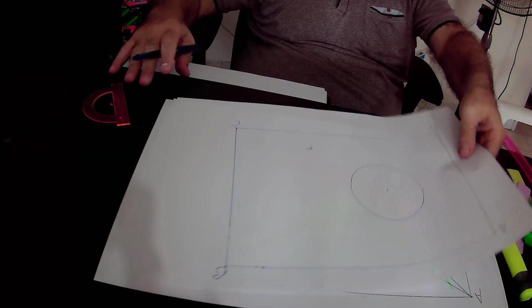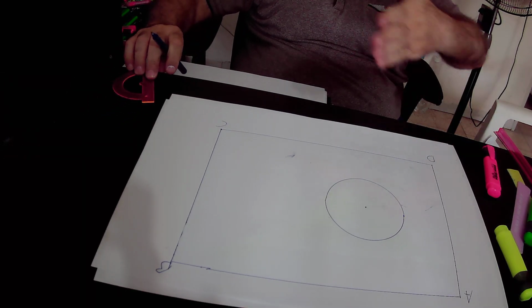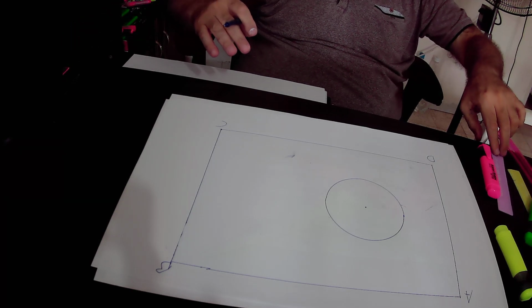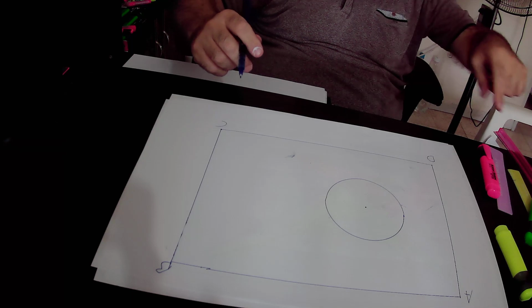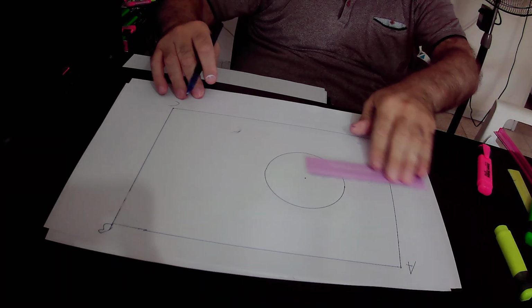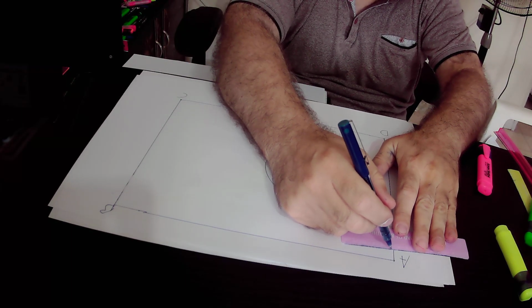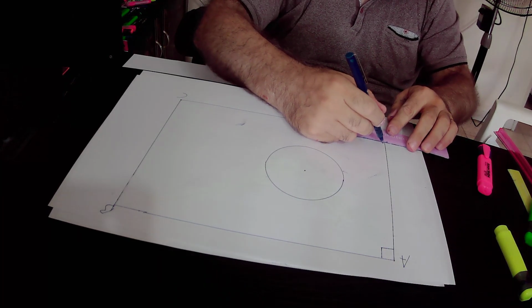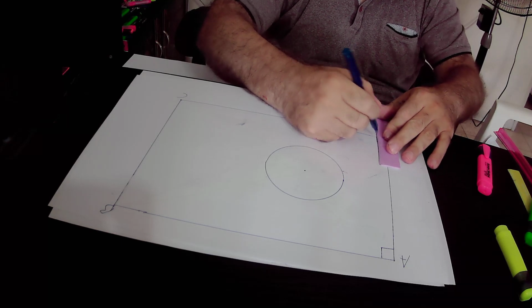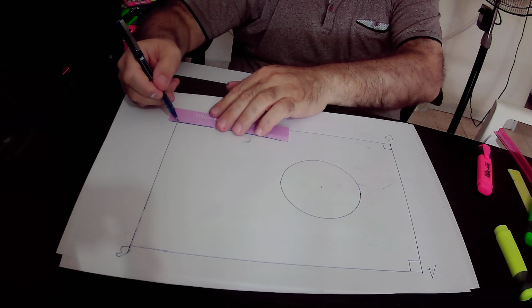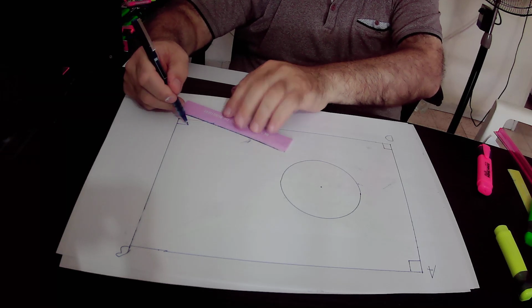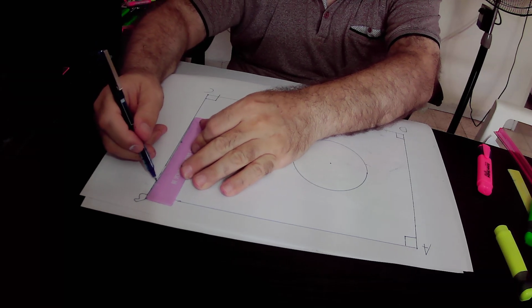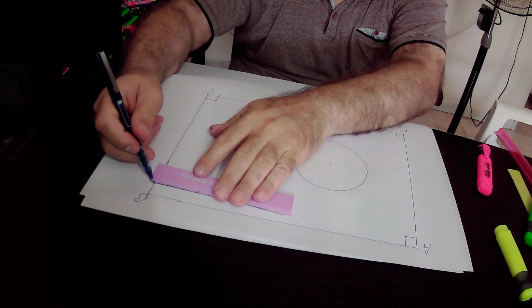So this is actually rectangle ABCD with the circle inside it. We know that in any rectangle, all the four angles inside the rectangle are right angles, so this angle equals 90 degrees. This angle also equals 90 degrees. This angle equals 90 degrees. And this angle also equals 90 degrees.